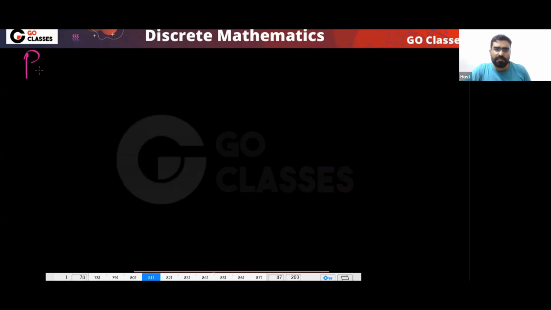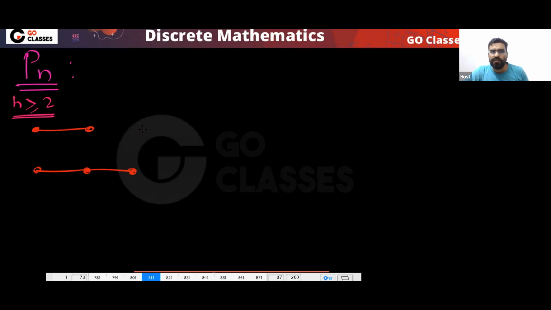What can you say about Pn? The path graph. Tell me, what can you say about Pn? N is greater than or equal to 2. Because when n is equal to 1, what is the problem? Edge cover is not defined. If n is equal to 1, that is P1, then edge cover does not exist. So this is the idea.